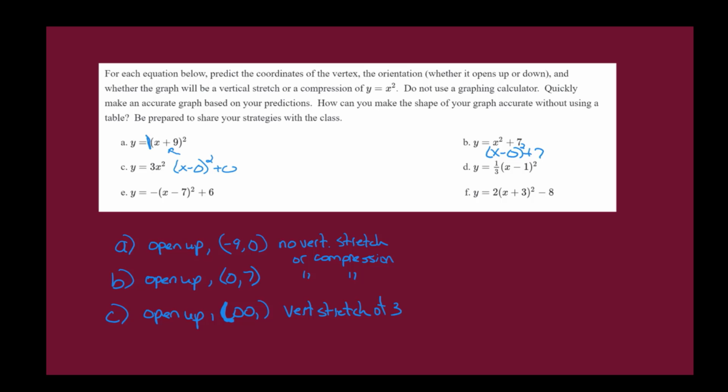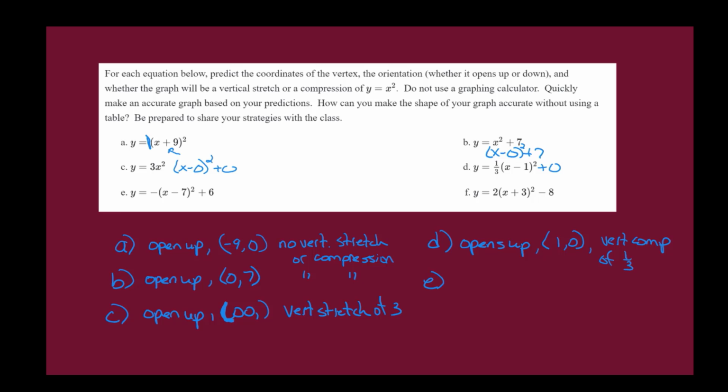So now we go to D. D still opens up. We haven't had any that have opened down yet. We will, but this one opens up because A is positive. The vertex is at 1 and then 0, because this is like plus 0 out here. There is no vertical translation, but it does have a vertical compression factor of 1/3 because A is less than 1, so it's going to compress. All right, so that is D.